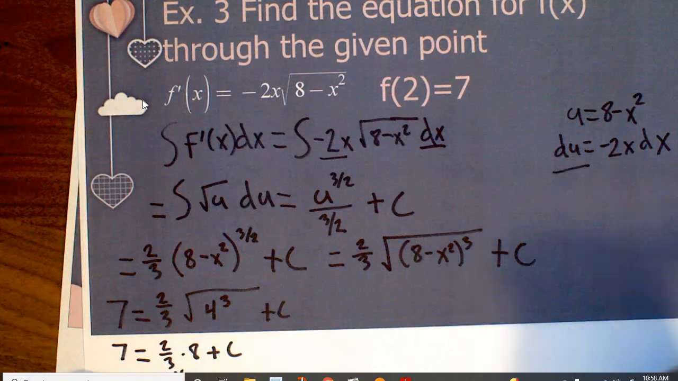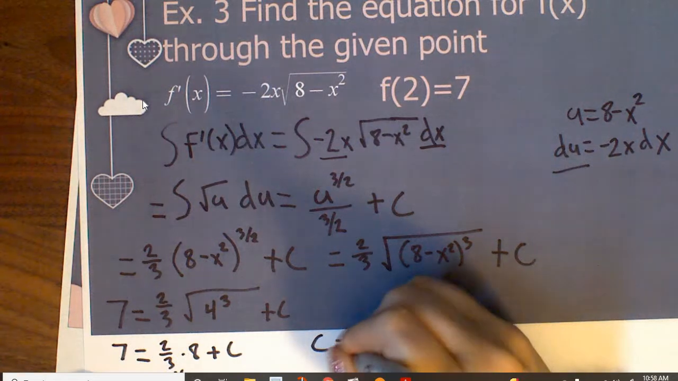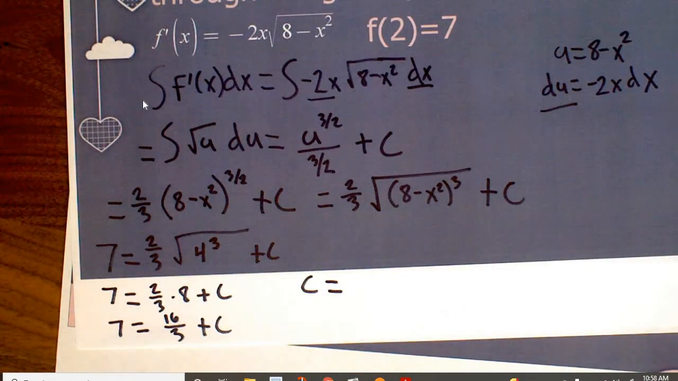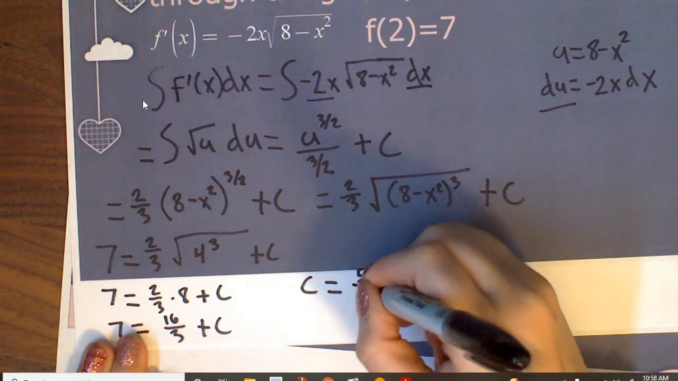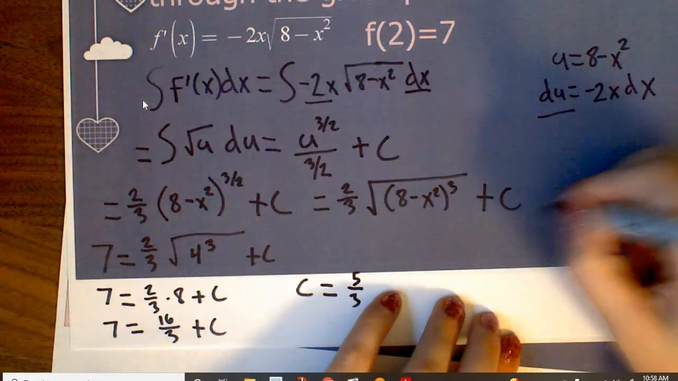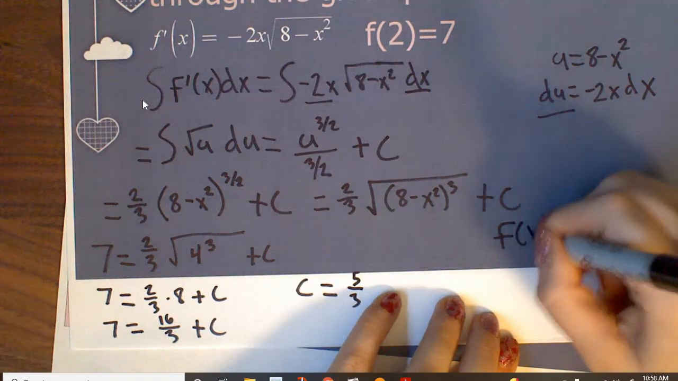16/3 plus c, which means that c equals, if I subtract 16/3, well, 7 converted to a denominator of 3 would be 21/3. So 21/3 minus 16/3 gives us 5/3, which means that we can write out our answer.